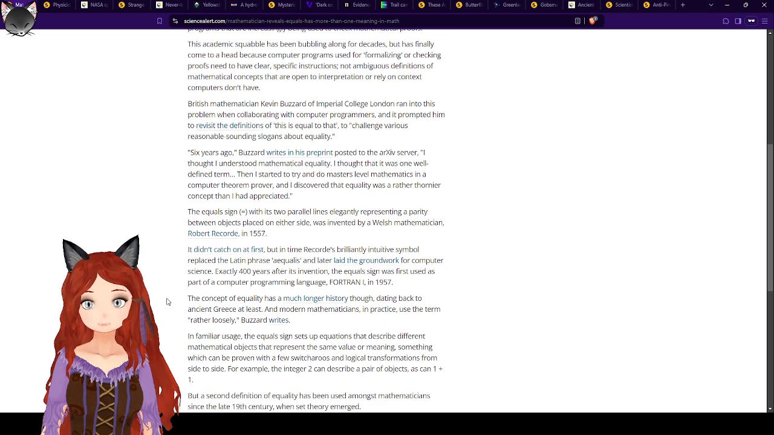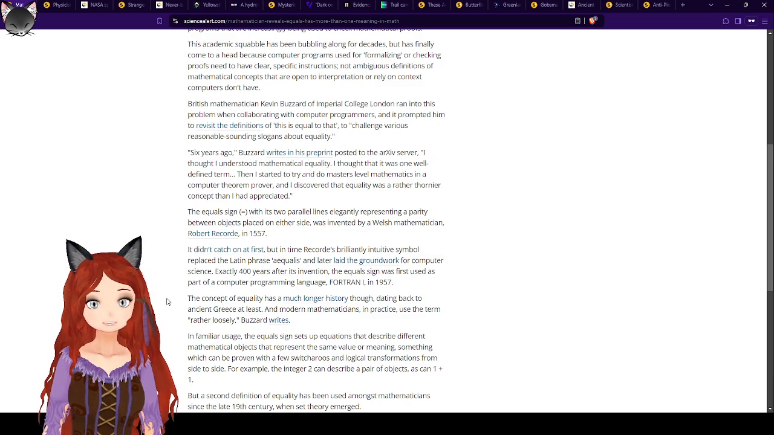Exactly 400 years after its invention, the equal sign was first used as part of a computer programming language called Fortran 1 in 1957.